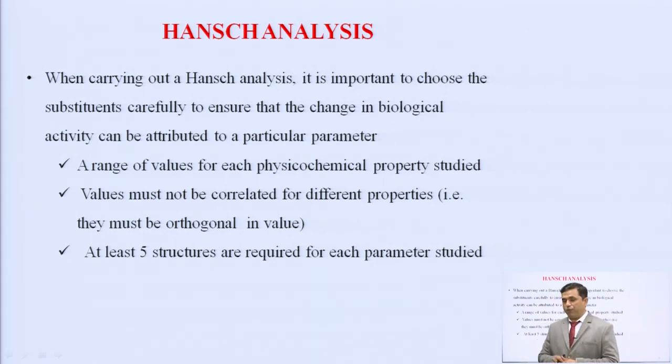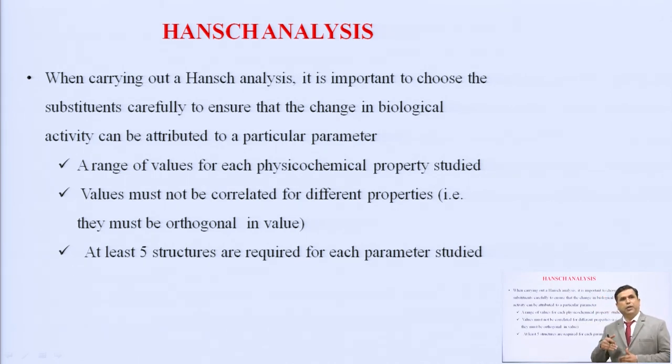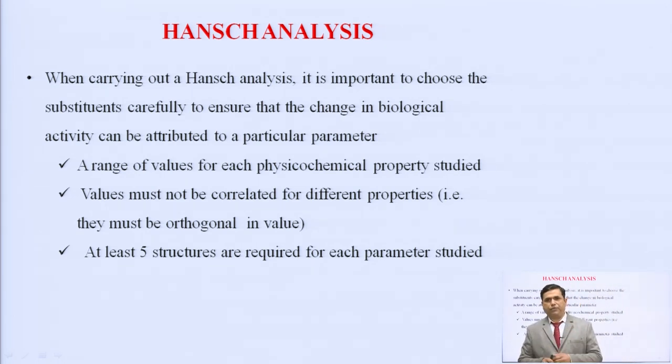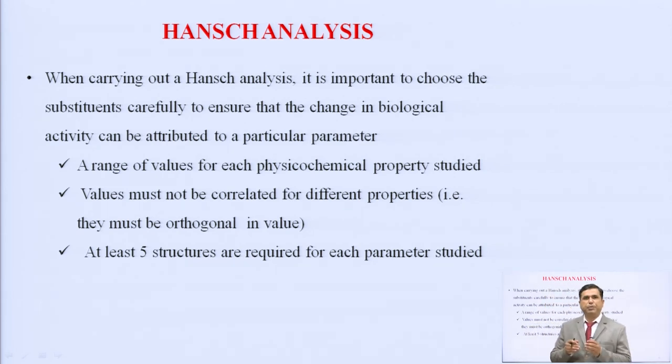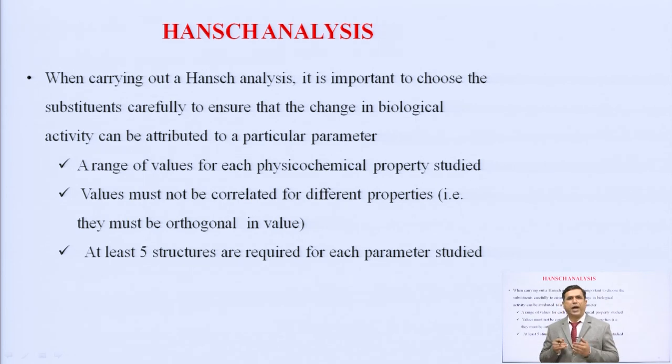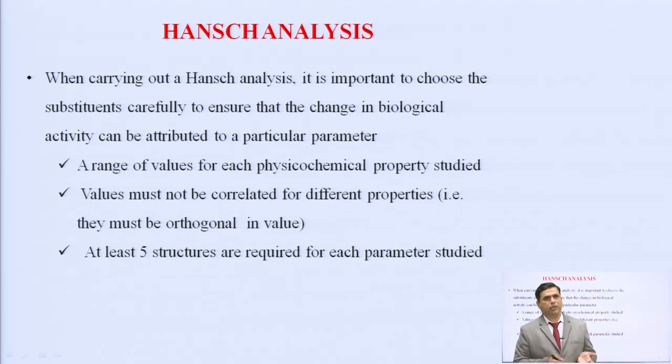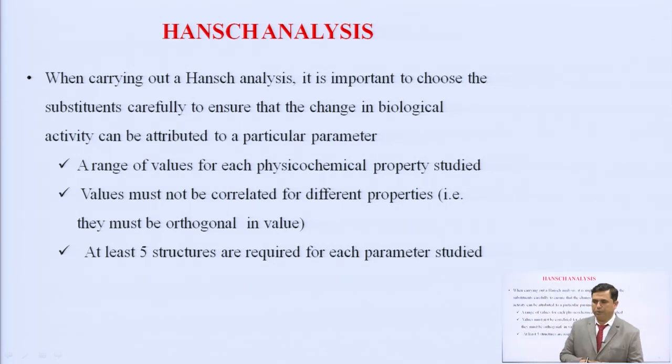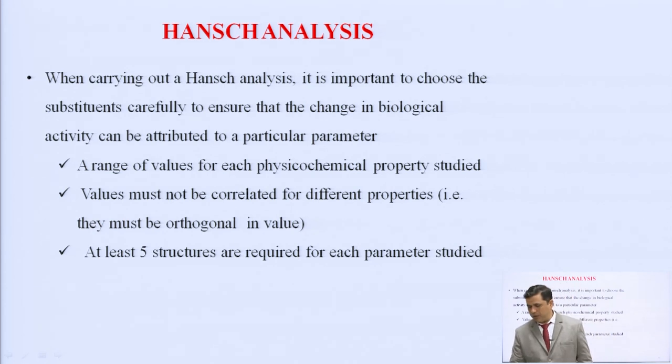Whenever the number of structures is more, the value will be more correct towards the activity. At least 5 structures is the minimum requirement in Hansch analysis, so that we can observe the properties and parameters using at least 5 structures in the study. In the Hansch analysis, we can develop a particular relationship between the biological activity and the compound.